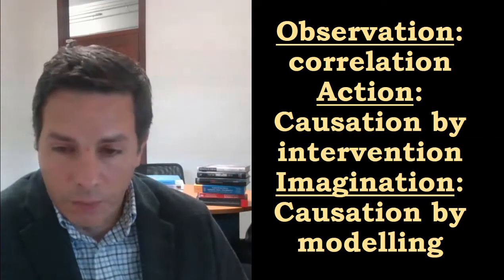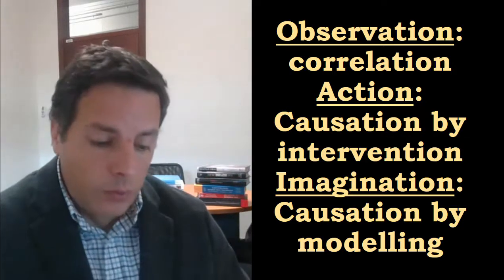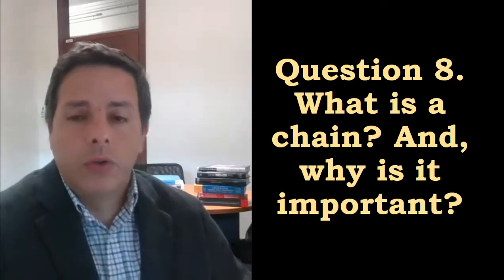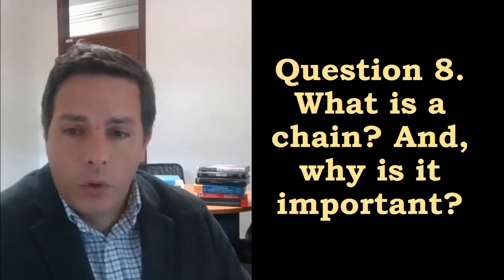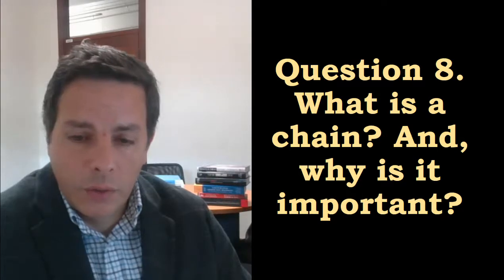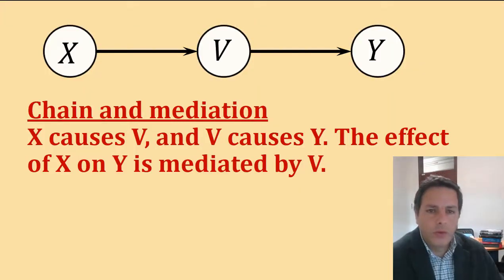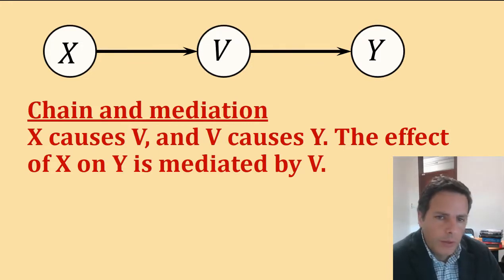Okay, so now we move to question 8. What is a chain and why is it important? Okay, so this is a chain. A chain has at least three variables, and the first variable, in this case x, causes v, and v causes y. And why is it important?